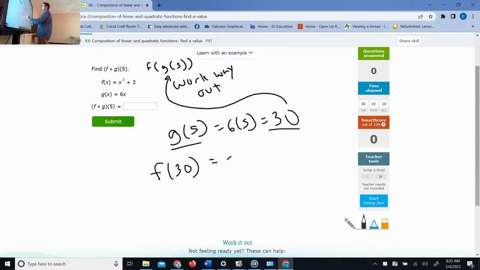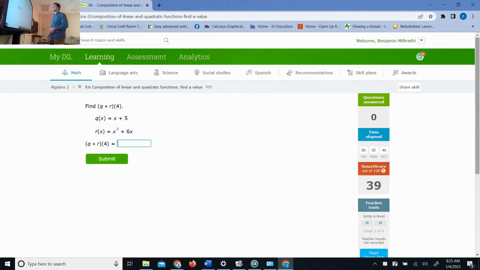And f of 30 will be 30 squared plus 3. If you've got a calculator at home, push the buttons. But this is going to be 903. So it's not that hard to plug in a number. I know it bugs some kids, but it's not that hard. Let's jump up a level, see if they get any more difficult. I don't expect they will. It's just plug in a number and go with it.